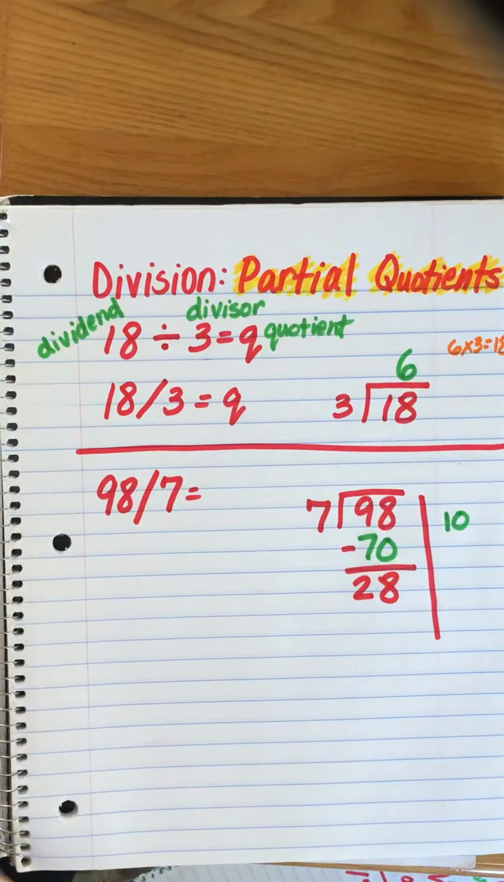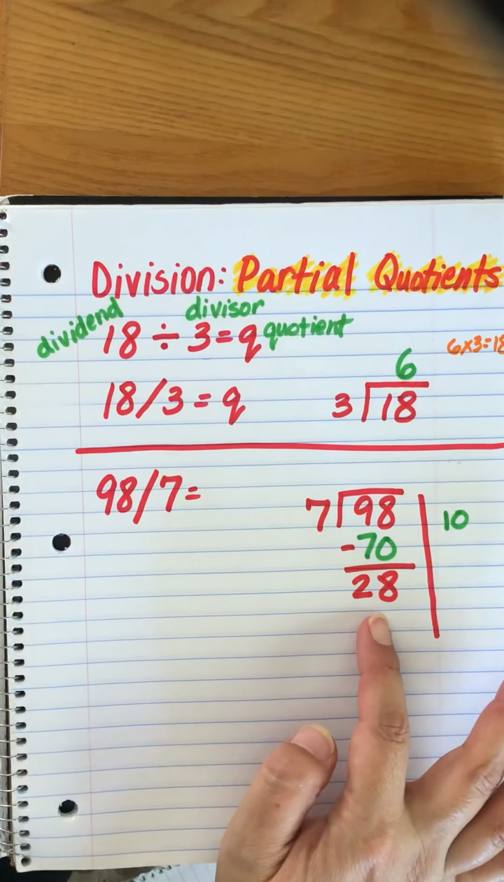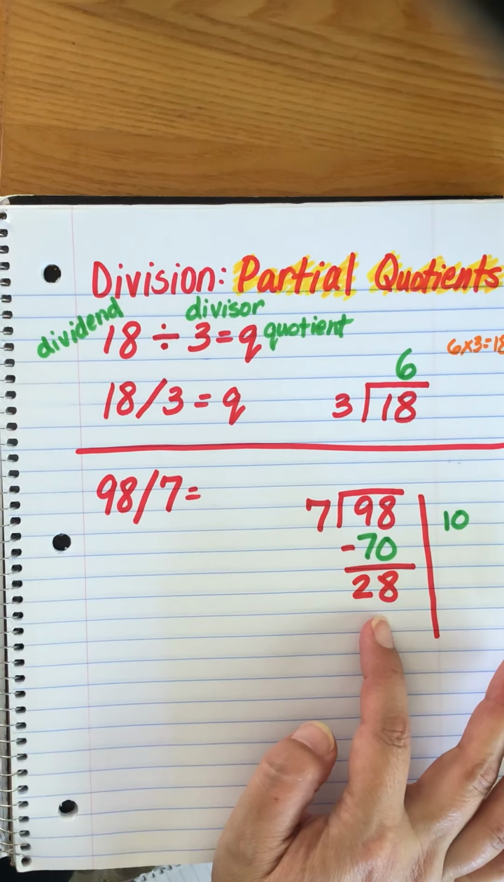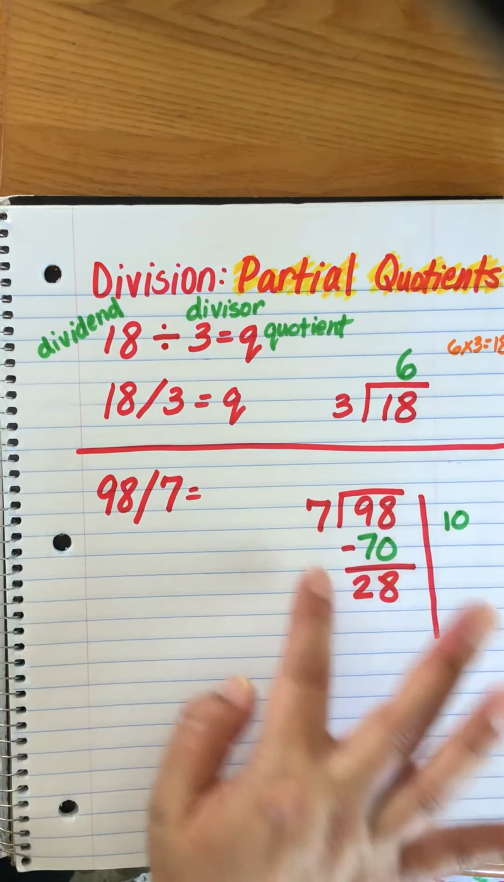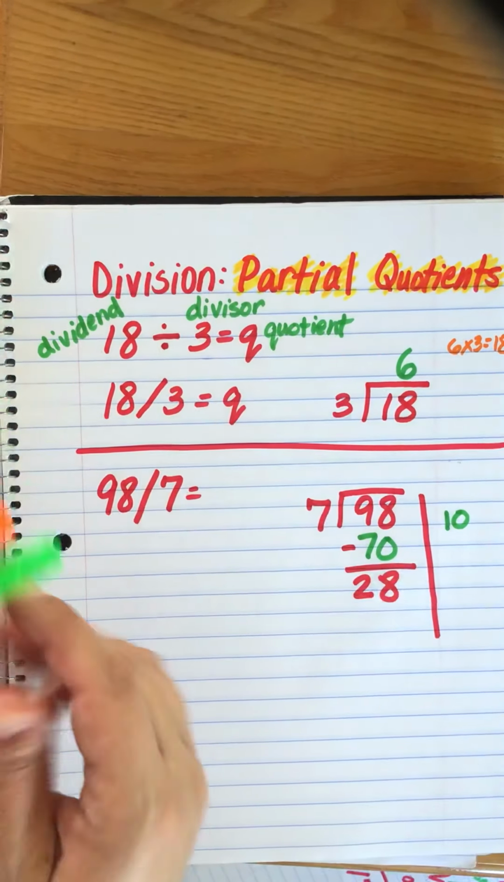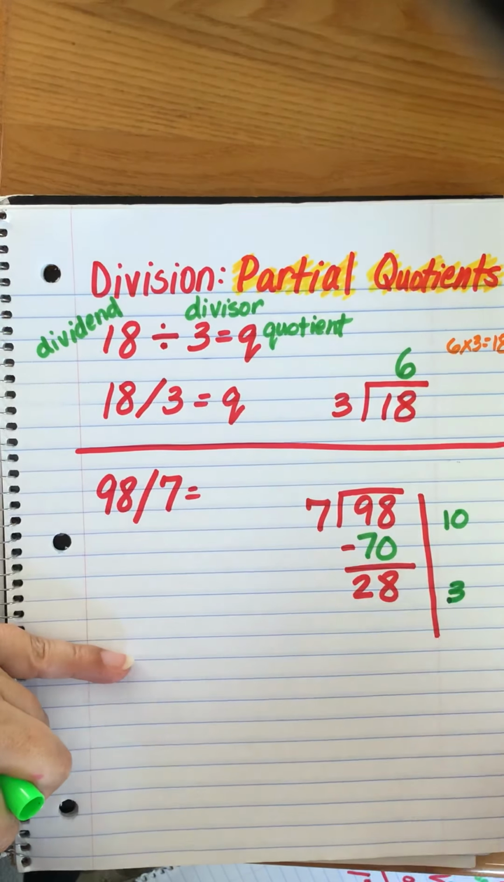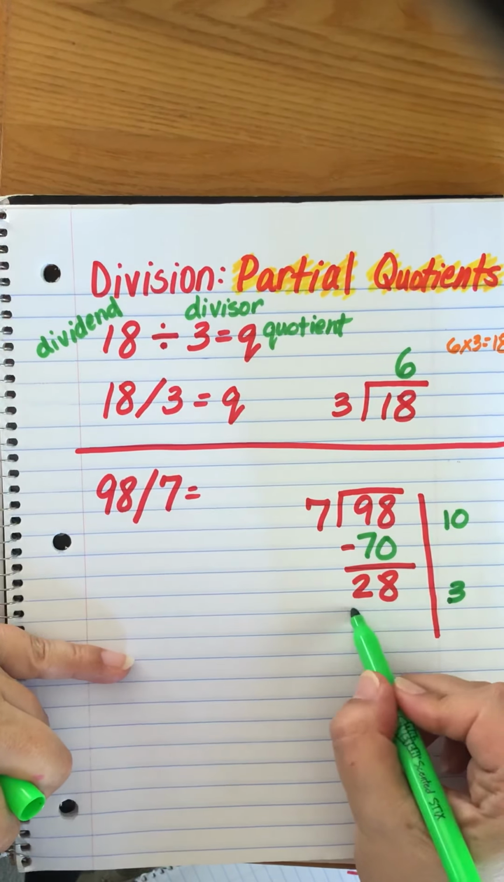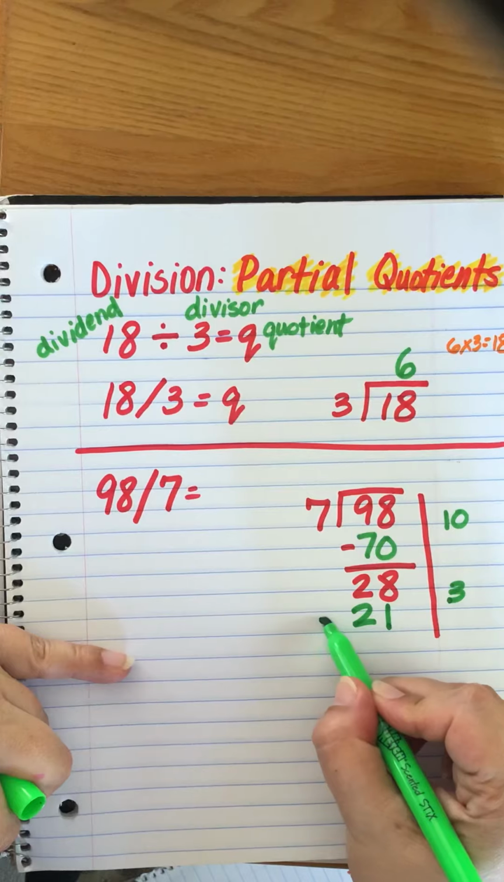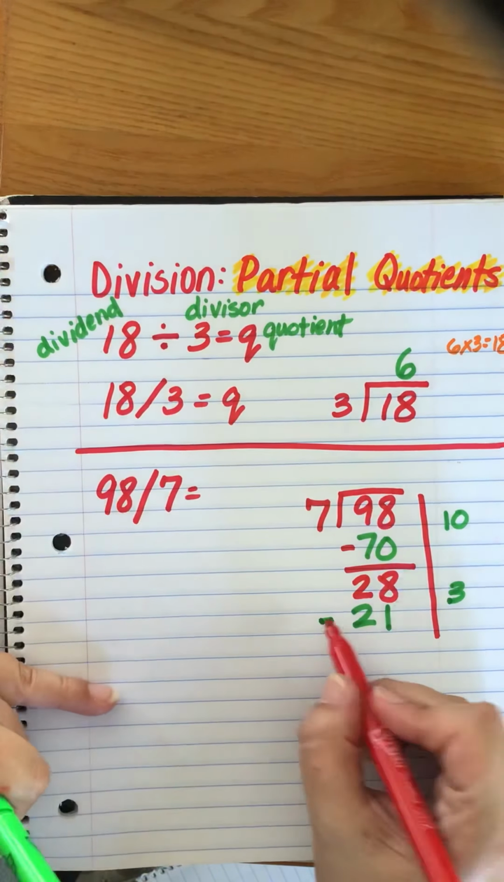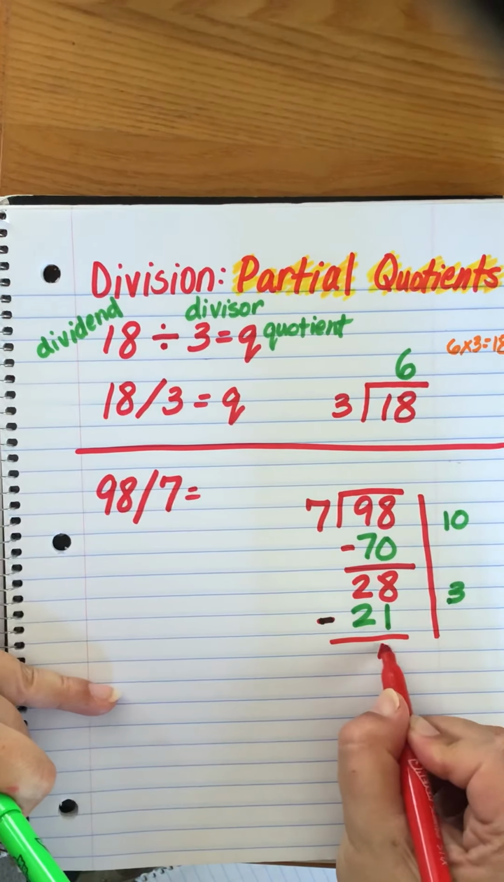So let me ask myself again, can I take away 3 groups of 7? Well, 3 groups of 7 is 21. So yeah, I have enough to take away 3 groups of 7. So I'm going to write 3 over here. And 3 groups of 7 is 21. So I'm going to take that away, and I'm left with 7.